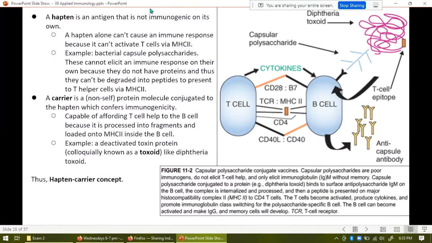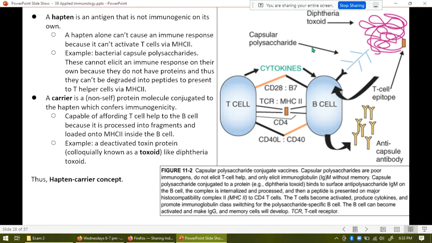And then the next concept is something related to vaccine immunology, the Hapten-carrier concept. Now there's two words here. There's the hapten and then there's the carrier. A hapten is an antigen that is not immunogenic on its own. What that means is it doesn't generate an immune response on its own. A hapten alone cannot cause an immune response because it can't activate T cells via MHC2. So usually with haptens, you're looking at things like polysaccharide capsules, right?